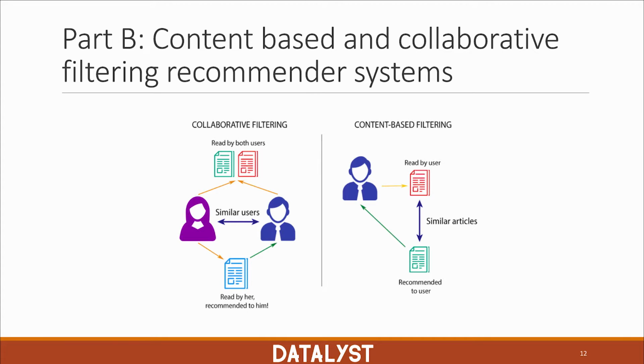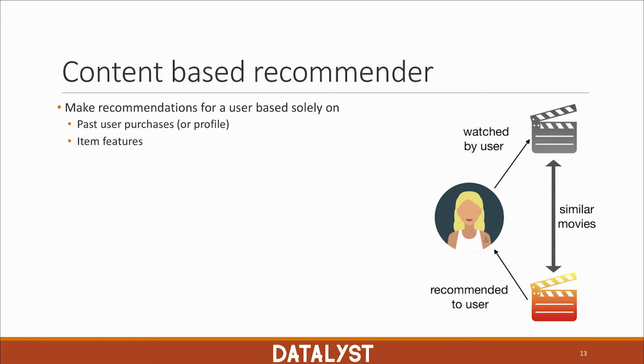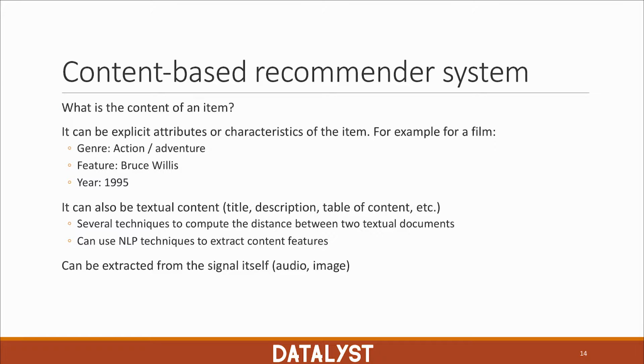So let's start by talking about content-based and collaborative filtering, two of the most fundamental approaches to building recommender systems. In a content-based recommender system, we make recommendations for a user based only on a vector that describes this user, as in a profile or this user's past purchases and the features of the items that this user has purchased. So what's the content of an item or a user?